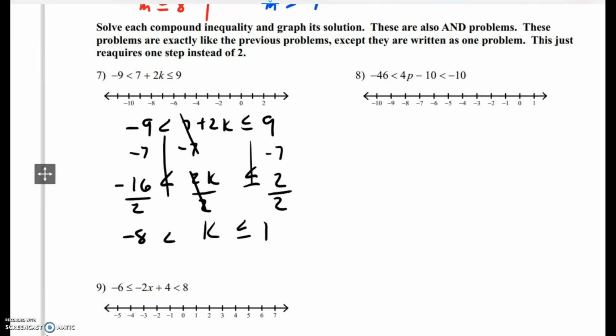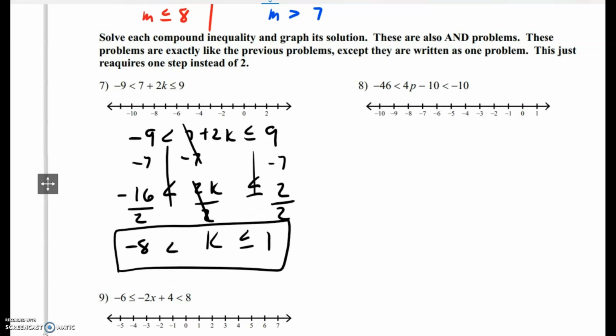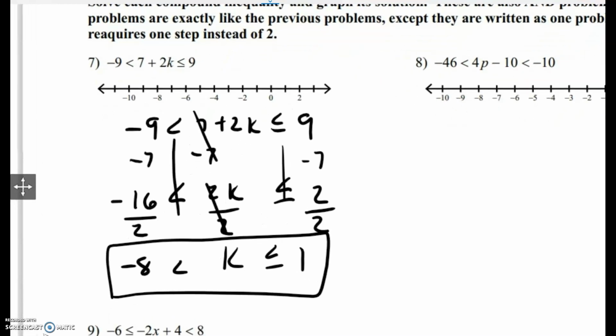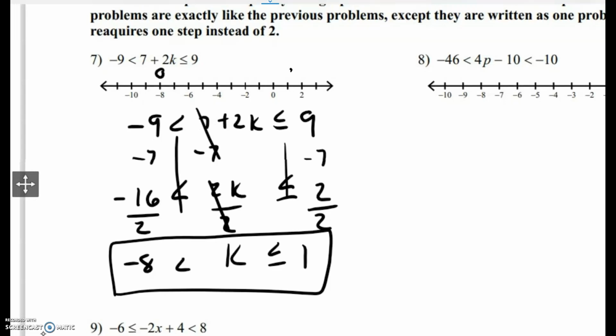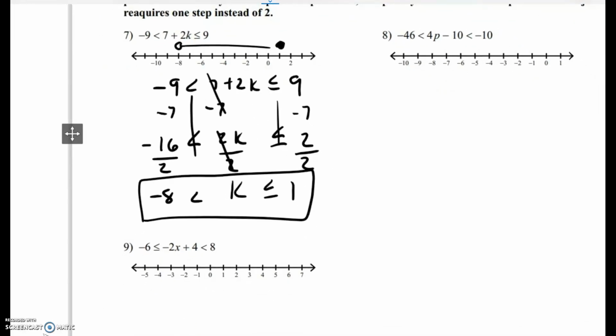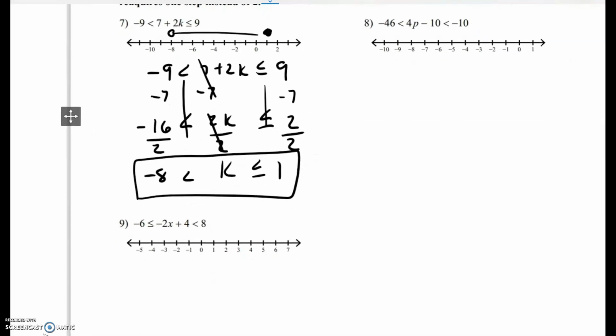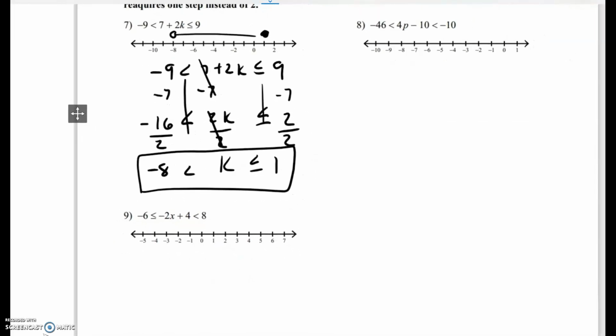Let's go ahead and graph that solution. The nice thing here is you don't have to rewrite it at the end. That is the compound and solution. If I go up to negative 8, I'm going to put an open circle. Go to 1, put a closed circle because it does include it, looking at the symbol, and then connect the points in between. Alright, let's have you guys try the next 2 and resume the video when you're ready.